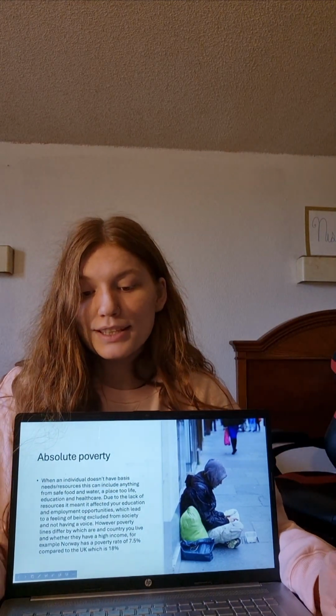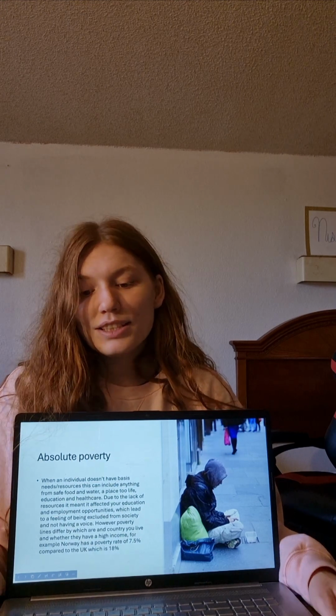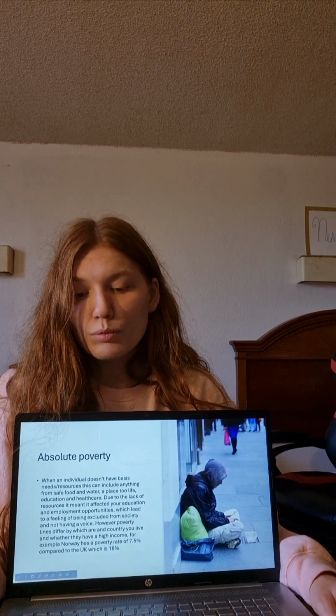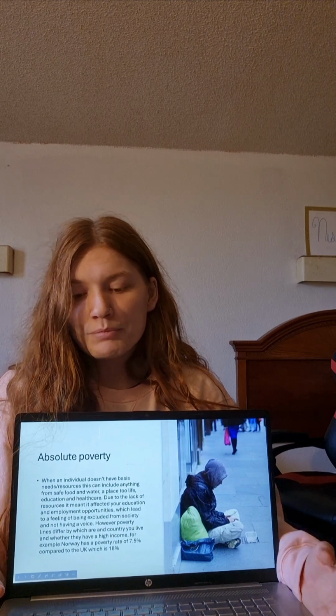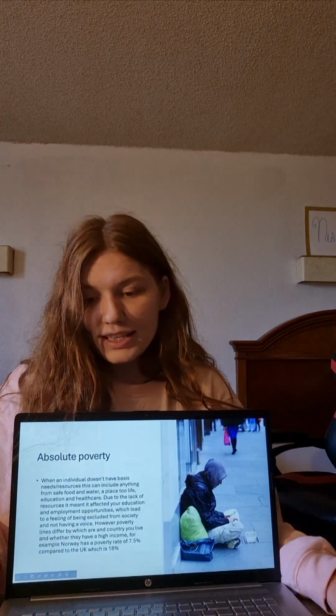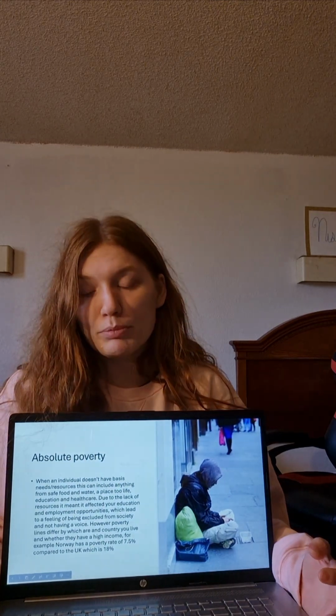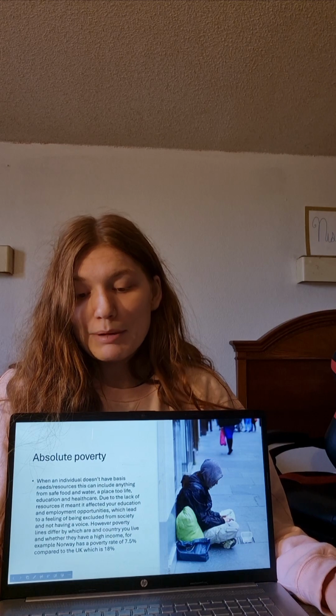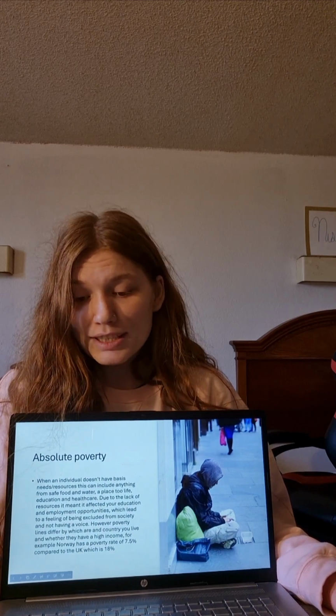This is where an individual doesn't have basic needs or resources. This can include anything from safe food, water, a place to live, education and healthcare. Due to the lack of resources, it affects your education and employment opportunities. With not having a job or employment opportunities, it makes you feel like you do not have a voice.